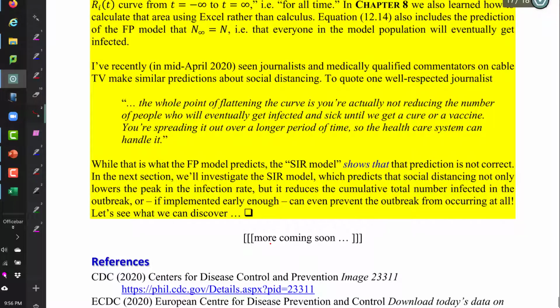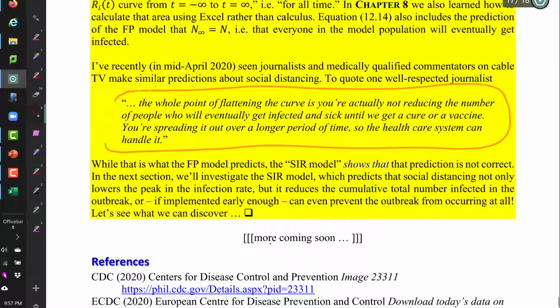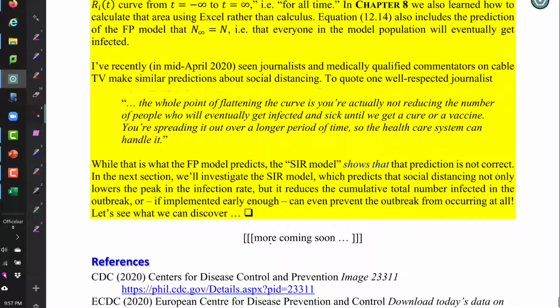something, this is motivation for the next section. I was really quite surprised a week or so ago. I was watching TV and I saw a journalist who I actually think is a pretty smart person, and they said this quote, right, which is, okay, so here's the quote, and it basically says, if I can paraphrase, that you're not reducing the number of people who get sick. What you're doing is just spreading out the infection over a longer period of time so that the healthcare system can handle it. And that's exactly what this finite population model predicts.